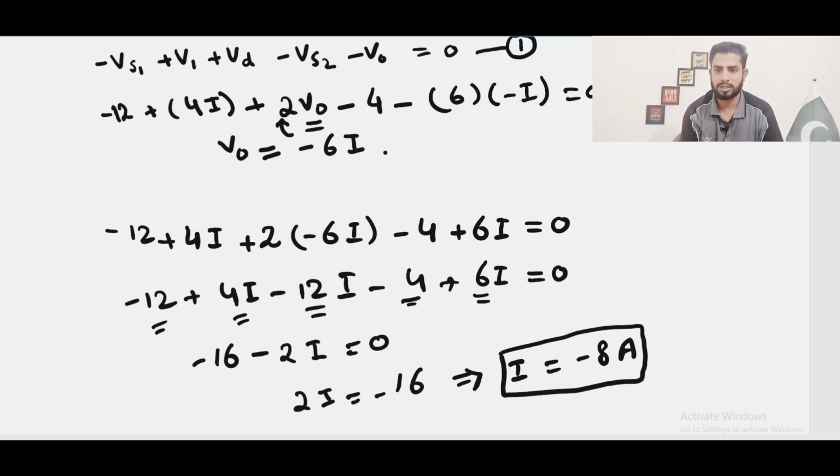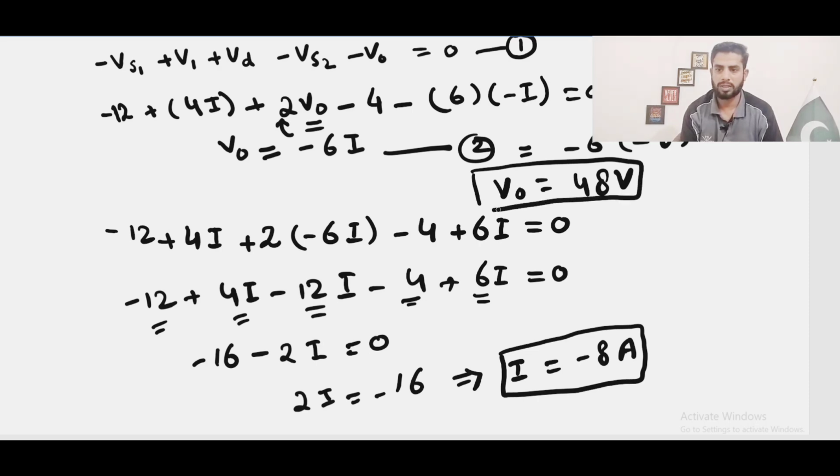Based upon equation number 2, V naught is equal to minus 6I, which is minus 6 into minus 8. It will be equal to plus 48 volts. So V naught will be equal to plus 48 volts.